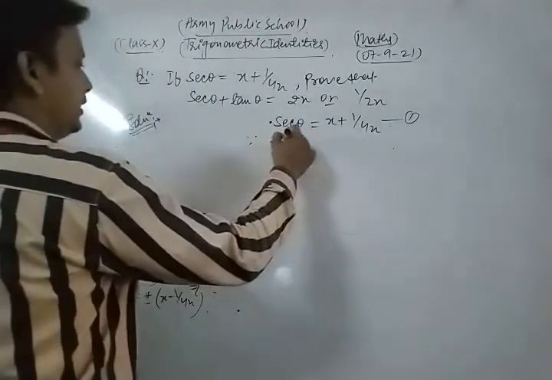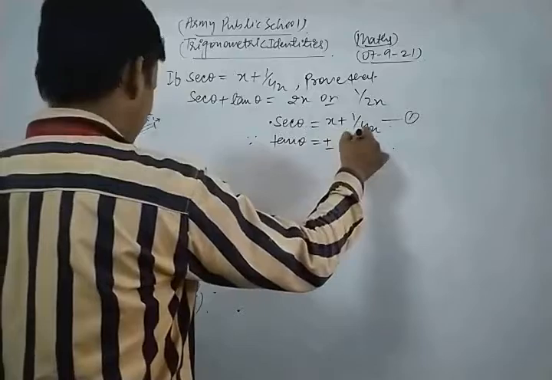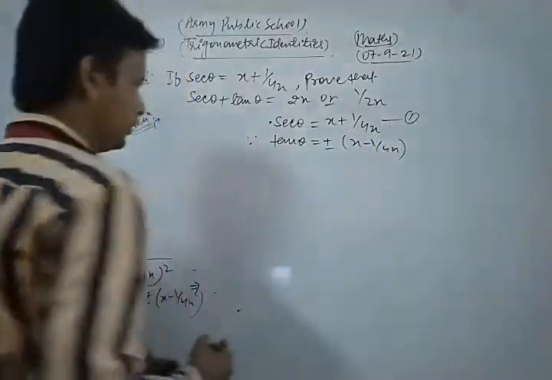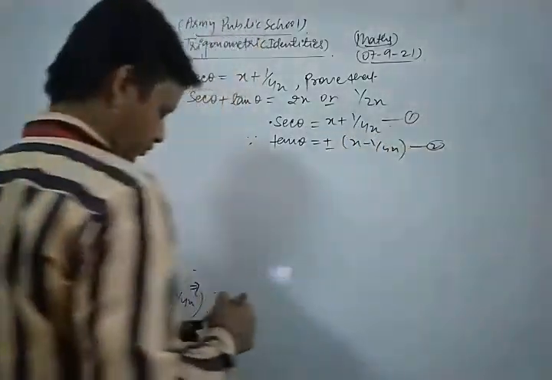Since the value of tan theta is plus minus (x minus 1) upon 4x, we take equation number 2.